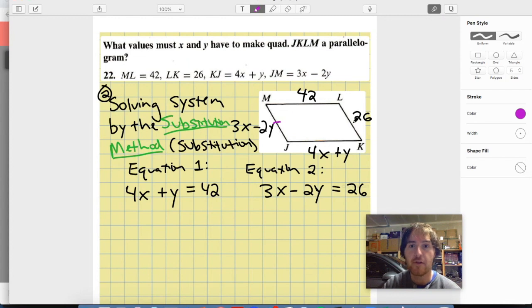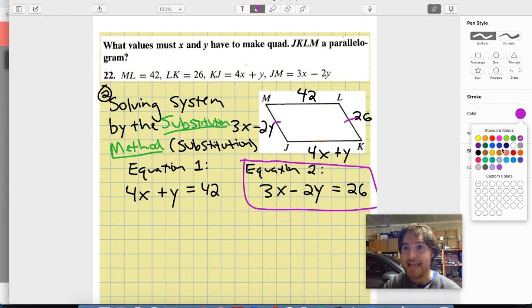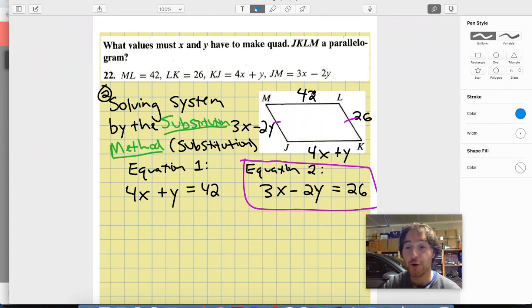In order for this to be a parallelogram, we would have to find values that would make MJ equal to 26. That's our second equation. The first equation is the one I've written right here. It has to be a parallelogram, so that means values for x and y that make 4x plus y equal to 42, because opposite sides of a parallelogram have to be congruent to one another. And if opposite sides of a quadrilateral are congruent, then the quadrilateral is a parallelogram.